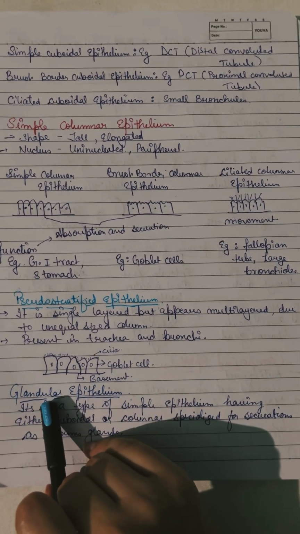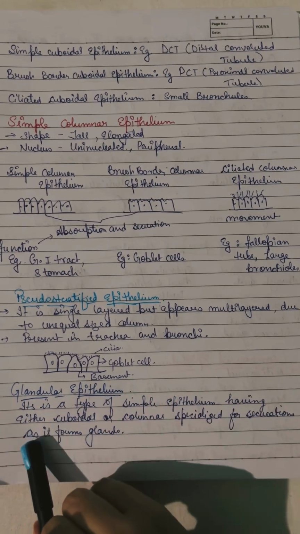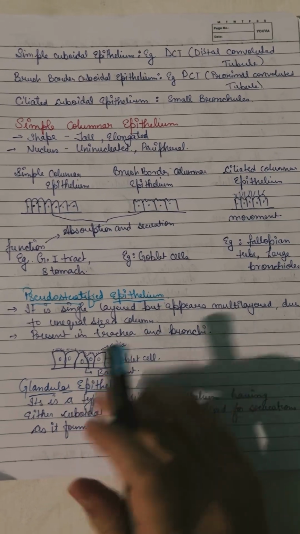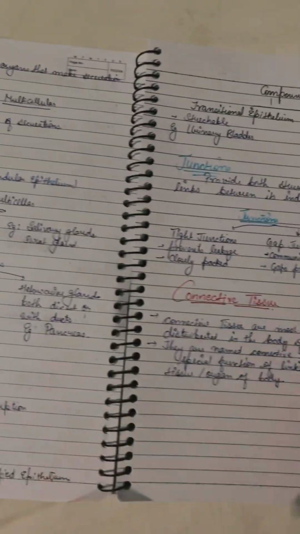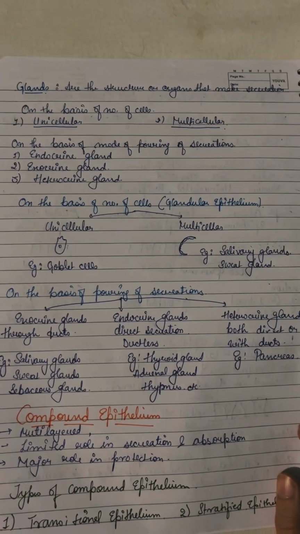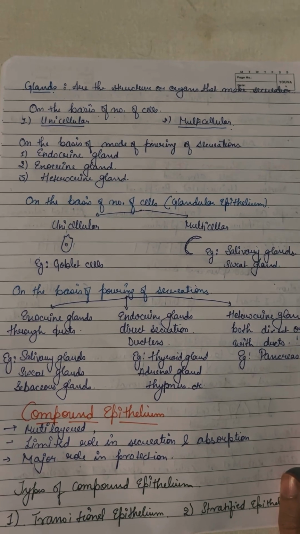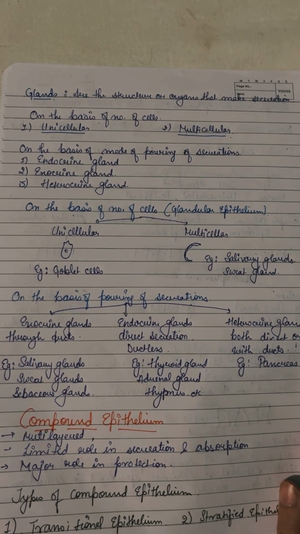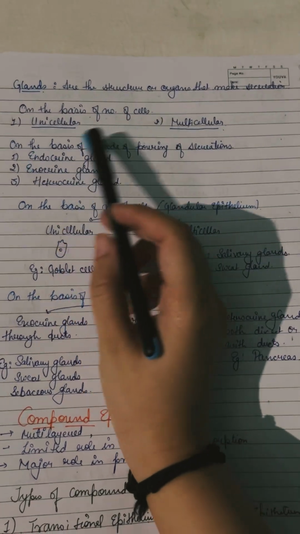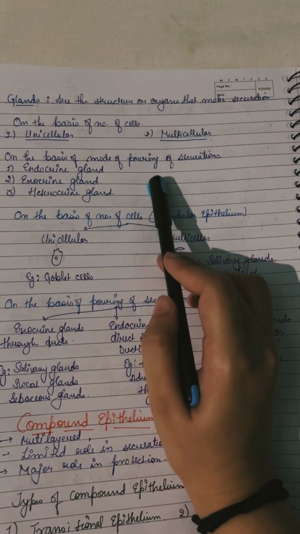We have glandular epithelium. This is important. It is a type of simple epithelium, either cuboidal or columnar, specialized for secretions as it forms glands. Glands are structures or organs that make secretions in the body. On the basis of the number of cells, they are unicellular and multicellular.